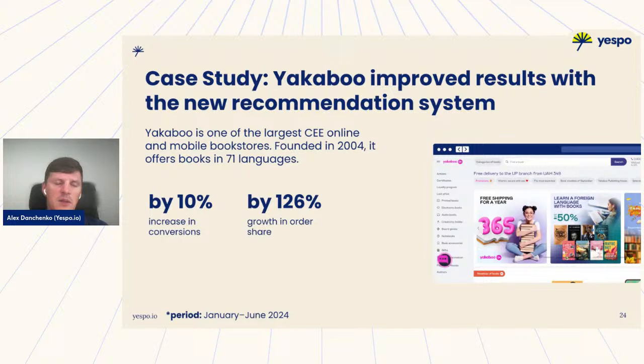Another example comes from a different industry. Yakaboo is one of the largest Central and Eastern European online and mobile bookstores. So basically you can buy a digital book there, upload it to your device and start reading. But also you can order traditional books. And it's very important that it offers lots of different languages. The assortment is tremendous, very many different types of books and authors are available.